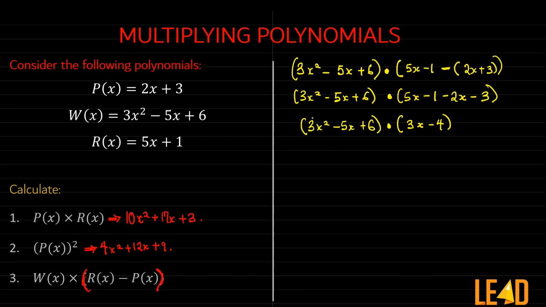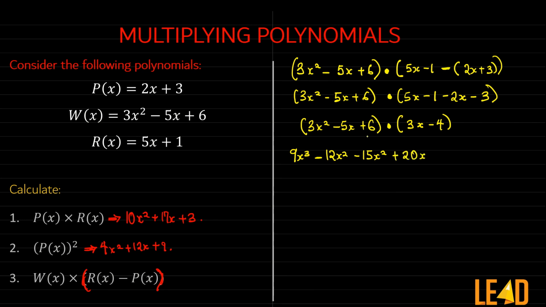Okay, I'll start by using 3x squared to multiply in one by one. 3x squared by 3x would be 9x cubed. Again, the square plus the power of 1 here gives you 9x cubed. And then 3x squared by minus 4 would give me minus 12x squared. Next, we're done with 3x squared, so move on to minus 5x. Minus 5x times 3x would give you minus 15x squared. And minus 5x times minus 4 would give you plus 20x.